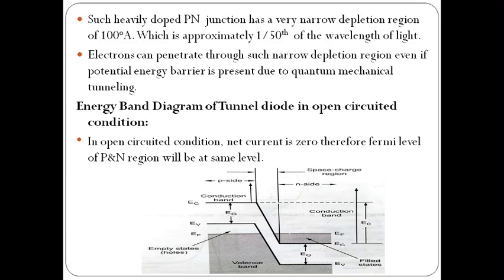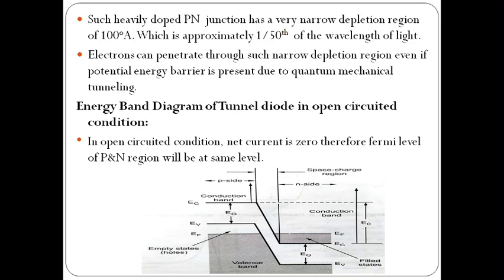Electrons can penetrate through this narrow depletion width even if a potential energy barrier is present, because of quantum mechanical tunneling. Here we can discuss the operation of a tunnel diode with the help of an energy band diagram.